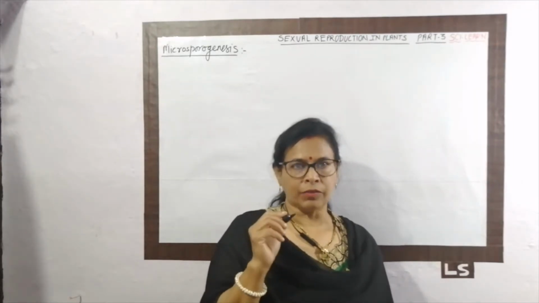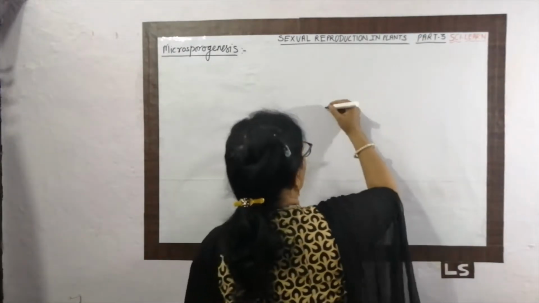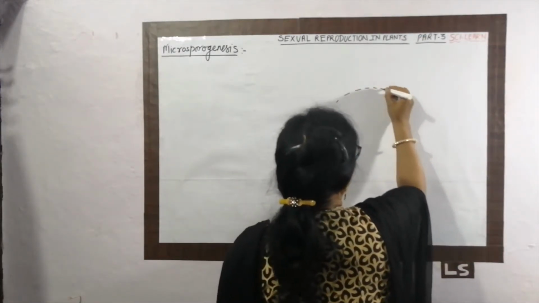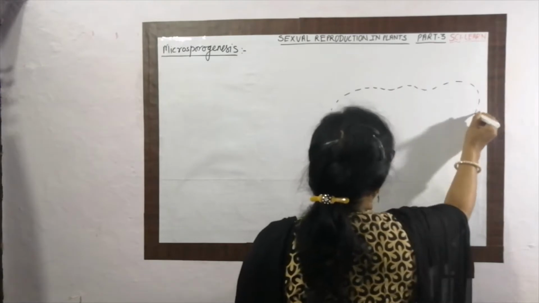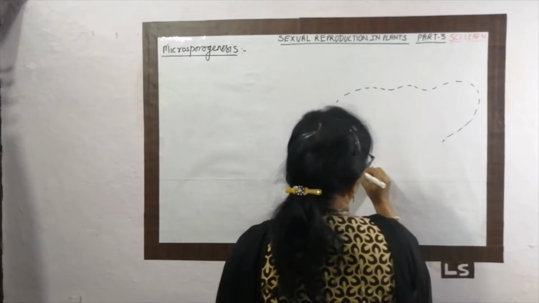Now, what happens? We see the TS of the anther. It has somehow this type of diagram. Once again, I made it again for you. The four lobes are clearly visible.